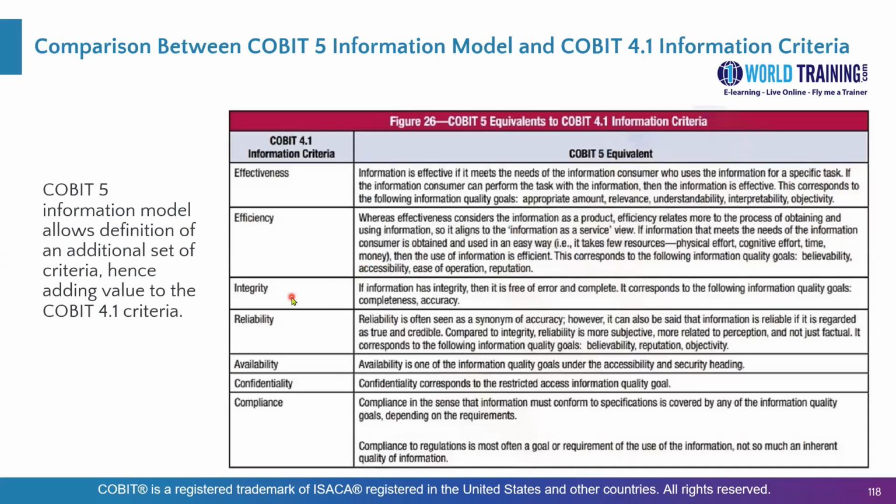Then we have integrity. So again, it has its own meaning in COBIT 4.1. It refers to the protection of information from unauthorized modification or destruction. Therefore, it deals with ensuring that the information stored, processed, and transmitted by IT systems and services is accurate, complete, and consistent. So this is a crucial aspect of IT security because it helps to ensure that the information used by the organization is reliable and trustworthy.